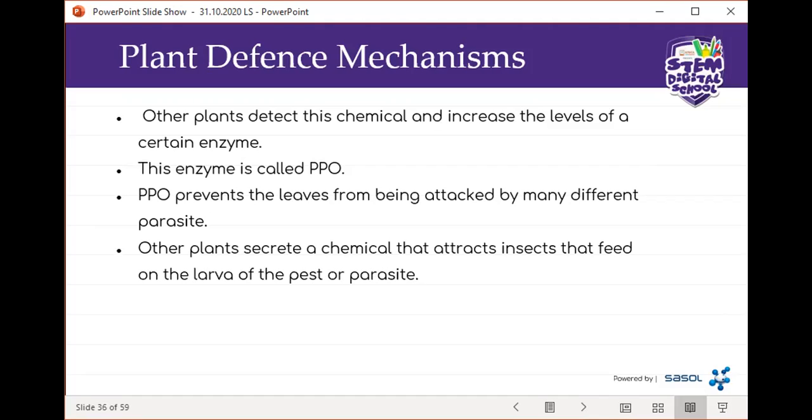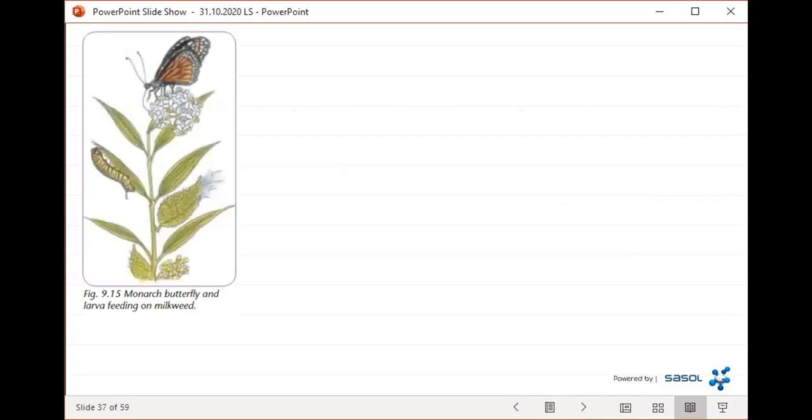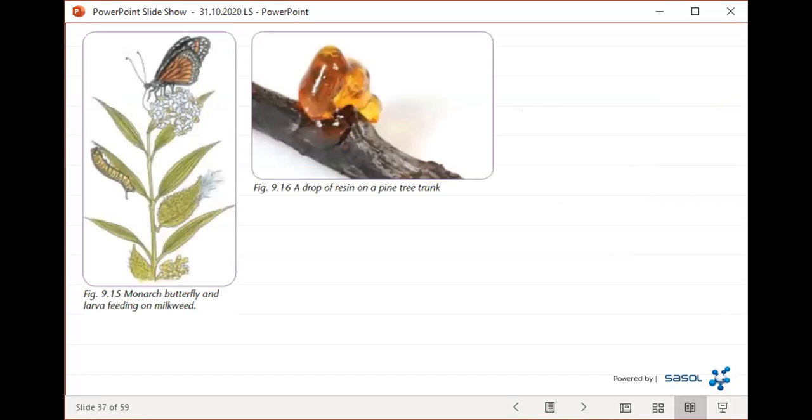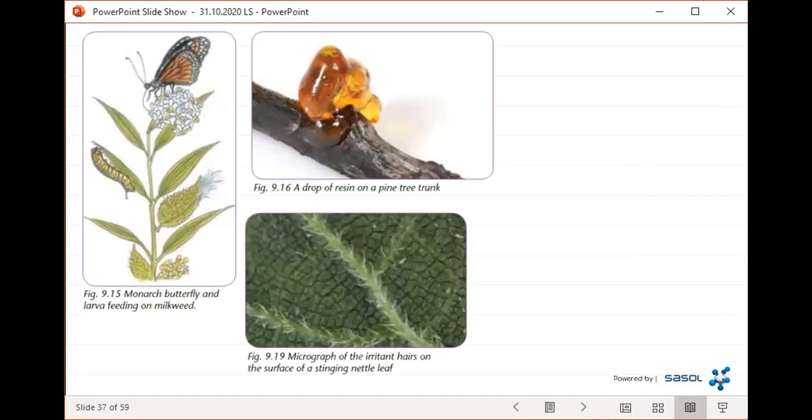Other plants secrete a chemical that attracts insects that feed on the larva of the pest or the parasite. As an example, we have the monarch butterfly, which feeds on the larva of the milkweed. And here in figure 9.16 we have a drop of resin on a pine tree trunk. That is the sticky secretion which is released by the plant.